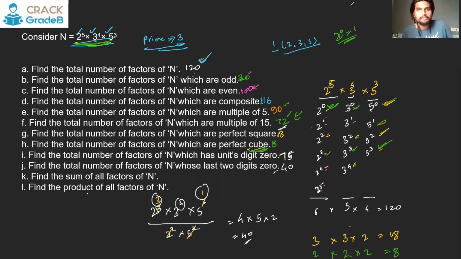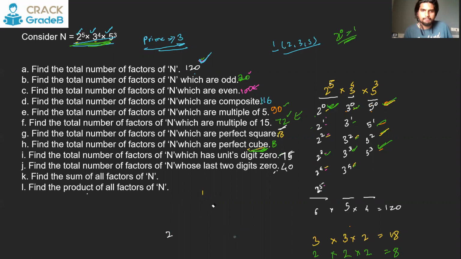Find the sum of all factors of n. For the sum of all factors of n, we can take another small example for now, so as to understand how to find the sum. Let's take the example of 24. We know 24's prime factorized form was 2 raised to power 3 into 3 raised to power 1. This was the prime factorized form of 24.